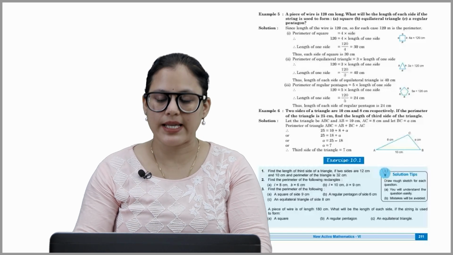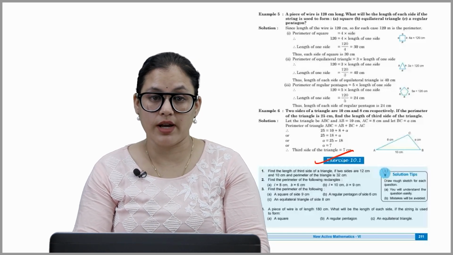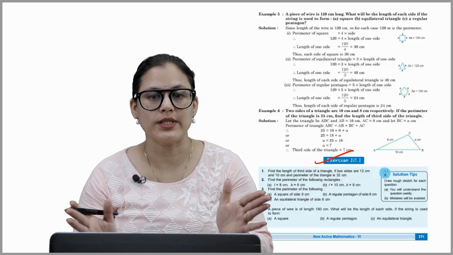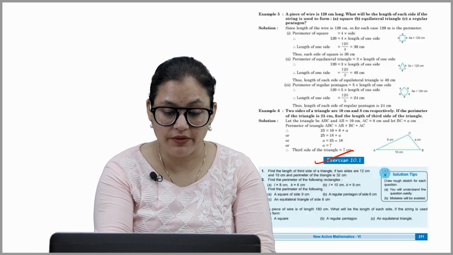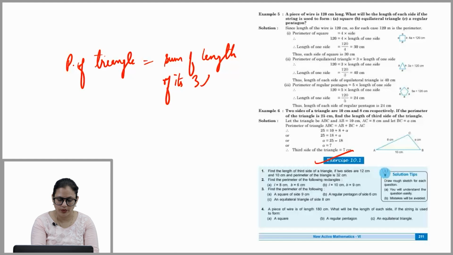Now let's do exercise 10.1. Question number 1. Find the length of the third side of a triangle if two sides are 12 cm and 10 cm. The perimeter of the triangle is 32 cm. Here the perimeter is given. Perimeter of a triangle is equal to the sum of the lengths of its three sides. So first we'll write, perimeter of the triangle is 32 cm.